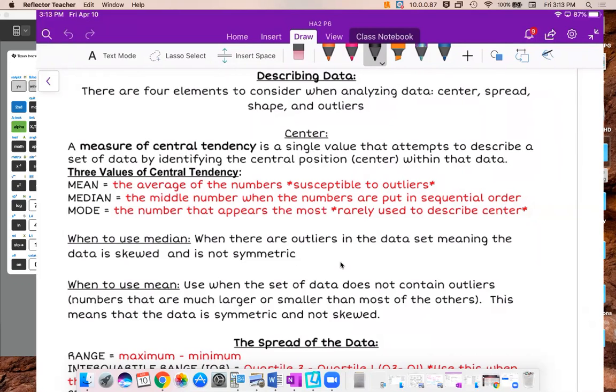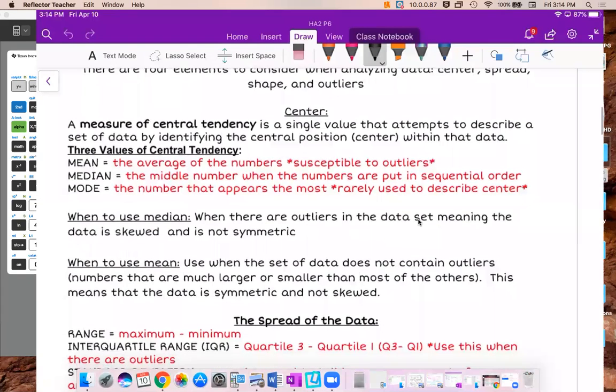So one of them is the mean, and that's the average of the numbers. So you guys know you just add up all of your data and you divide by the total. That's how you get your mean. And the problem with this one is this is susceptible to outliers. So if I have outliers, we don't want to use the mean. And then the median is the middle number. So if I put all of the numbers in sequential order from the lowest all the way to the highest, and then I find the middle, that's going to be your median. And then the mode is the one that appears the most. So this is rarely used to describe center because just because it's the most doesn't necessarily mean that it's at the center of your data.